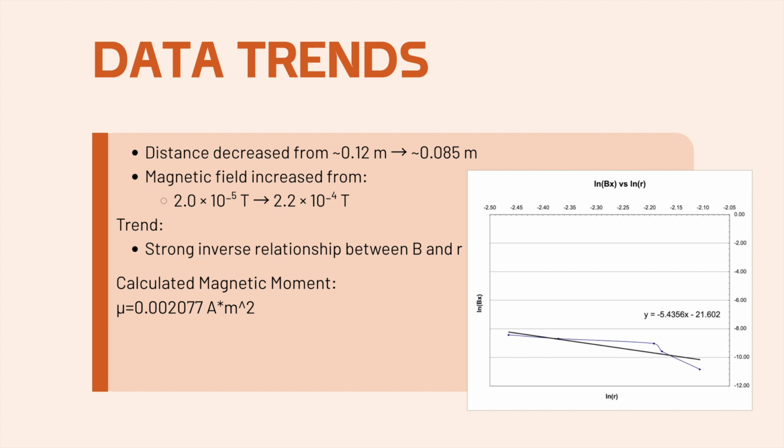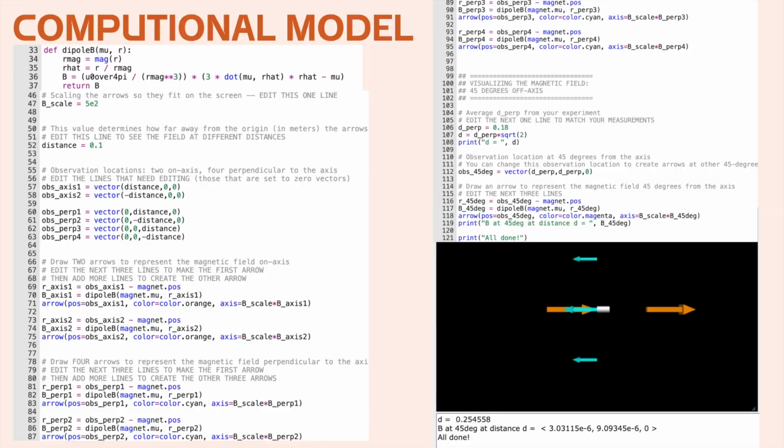A logarithmic plot of the natural log of the magnetic field versus the natural log of r showed a negative slope, consistent with the expected inverse cubic relationship. Using our experimental data, we calculated the magnetic dipole moment to be 0.002077. In GlowScript, we implemented a function called dipole_b that computes the magnetic field using the dipole equation.